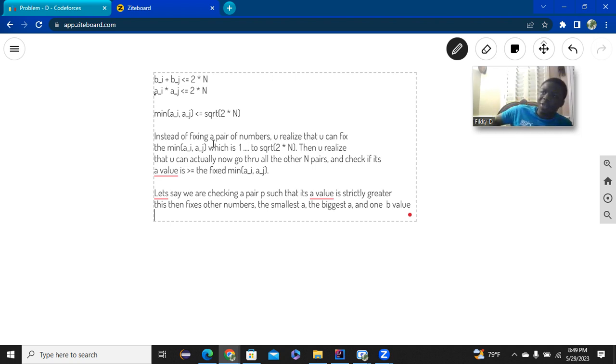It's weird to think about if it's equal to it. Just first think if it's greater. If it's greater, you know that you'll be going to a different pair, not the same one. So the idea is that for the greater one, it fixes other numbers: the smallest a, the biggest a, and one other b value.